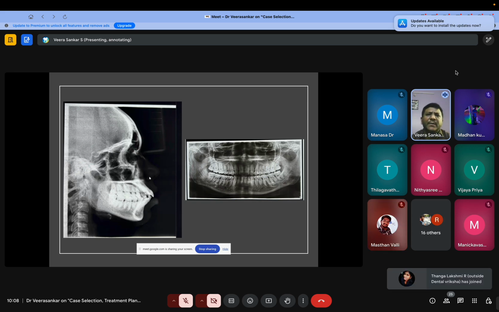The treatment planning may be option 1 or 2, depending upon the patient's convenience. Like we can either go for a straightforward plan, or if the patient is not willing for that plan, you can have choice 2, which is a camouflage plan.